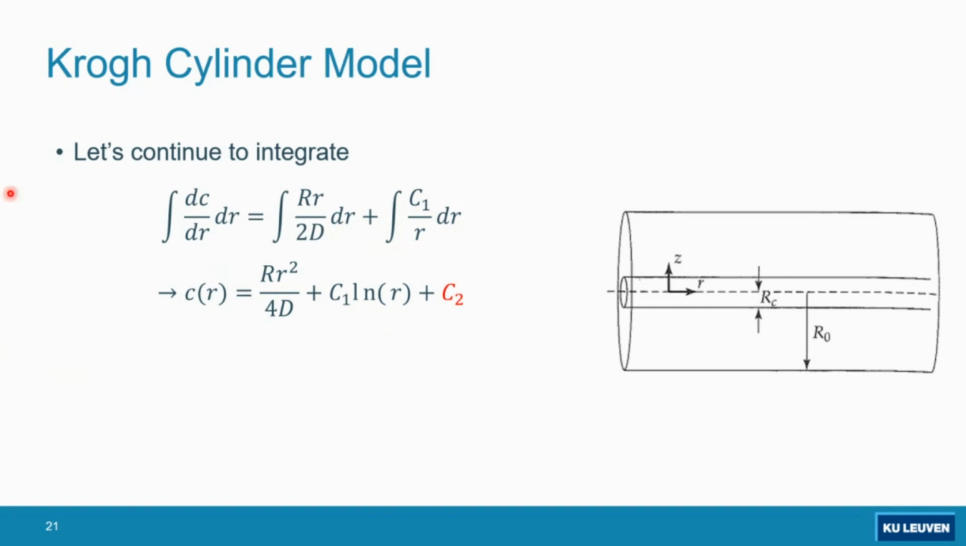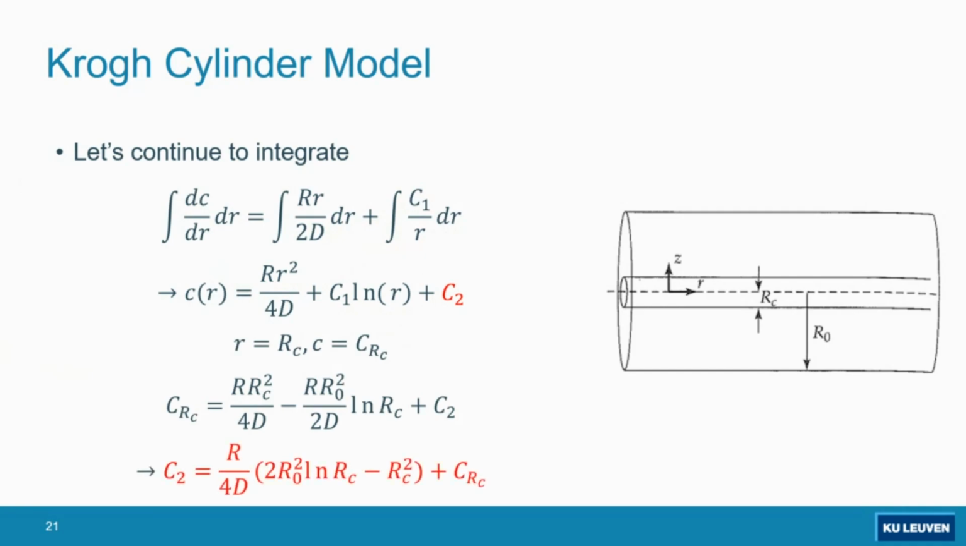After that, we go on and apply the next boundary condition to get C2. We know that when R is at its maximum, in this case RC, C is the amount of oxygen that you have there. You apply it, and then you see that this will end up with this equation, and you can rewrite it to obtain C2.